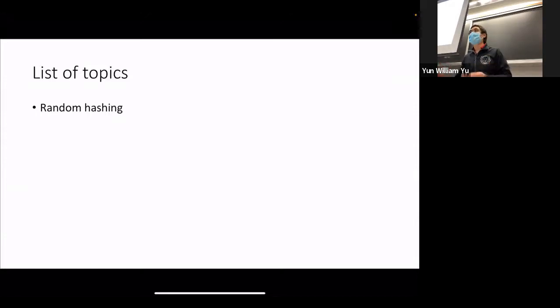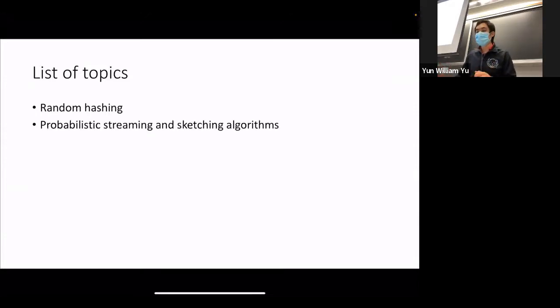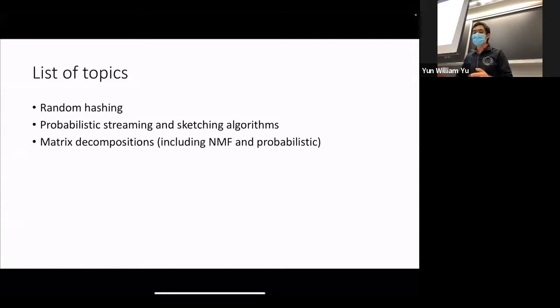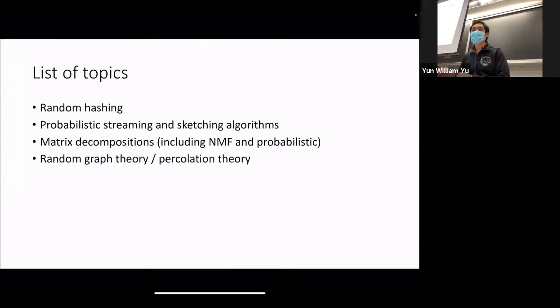Well, we're going to talk about random hashing a little bit, since that's something I care about, probabilistic sketching and streaming algorithms, matrix decompositions, including maybe non-negative matrix factorizations and probabilistic decompositions, random graph theory, percolation theory. This actually has some really nice connections to material science, which is not something we see as much of in data science as we used to.